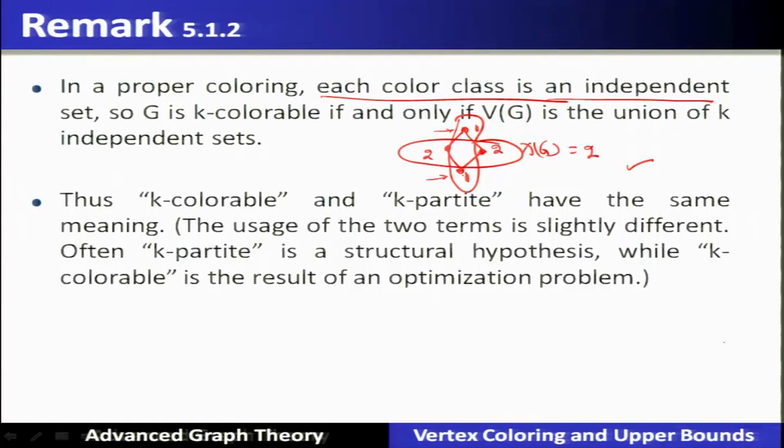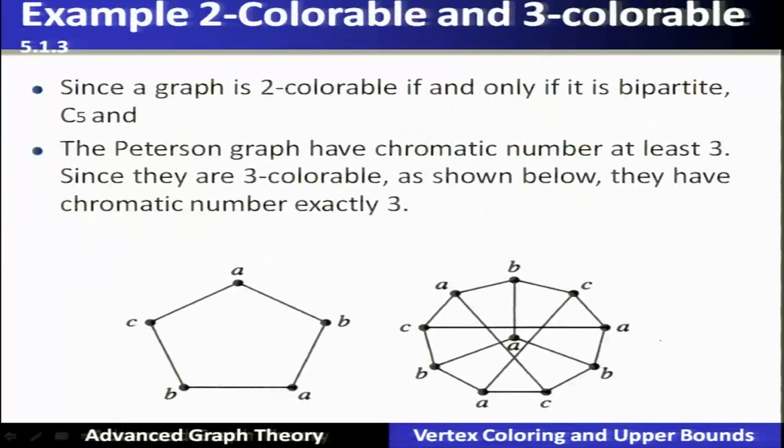So, k colorable and k partite have the same meaning. The usage of these two terms is slightly different. Often k-partite is a structural hypothesis, while k-colorable is the result of an optimization problem that we will see further. Let us take the example of two colorable graphs. A graph is two colorable if it is bipartite. Let us see this particular bipartite graph.